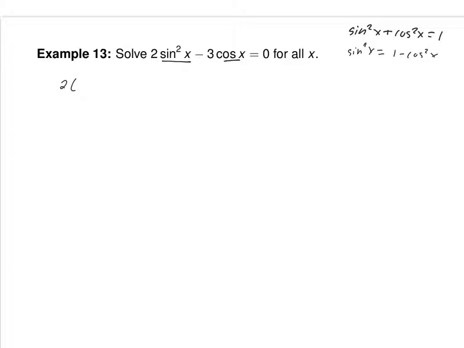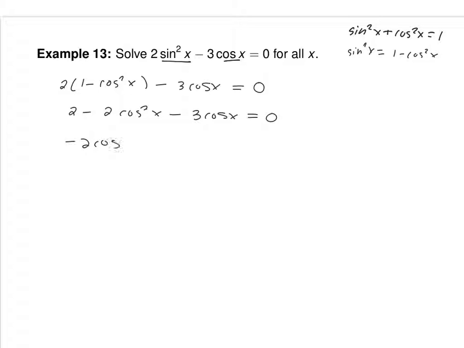So you've got 2 times (1 minus cosine squared x) minus 3 cosine x equals 0. Or 2 minus 2 cosine squared x minus 3 cosine x equals 0. And I'm going to rearrange them so the biggest powers are first: negative 2 cosine squared x minus 3 cosine x plus 2. I'll pause and let you catch up. If something doesn't make sense, please tell me.